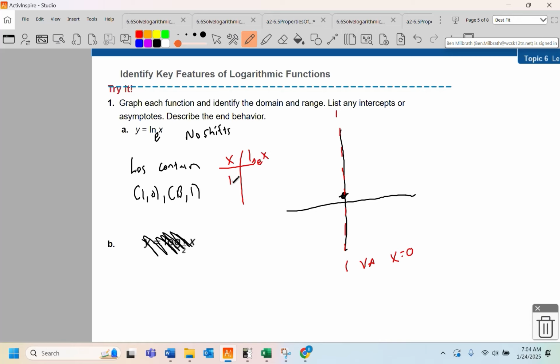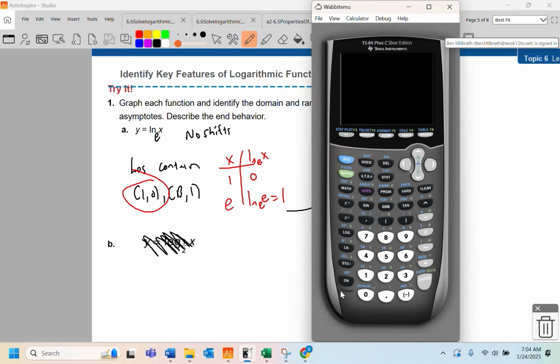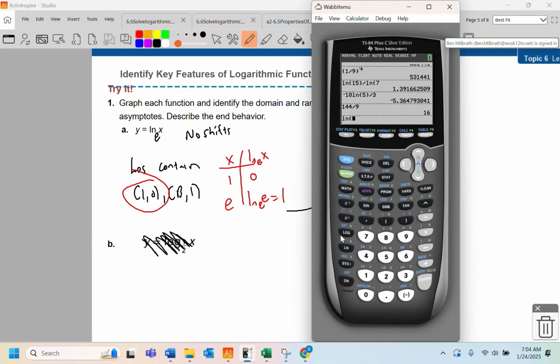I feed it a 1, I get a 0 back because I know it contains that. Now I'm going to feed it the base, and the base is e. So I'm doing natural log of e, which is 1. You know, I know some of y'all won't memorize things. God bless you. You need to be memorizing. Memorization is the foundation of learning. But you get a 1 back.